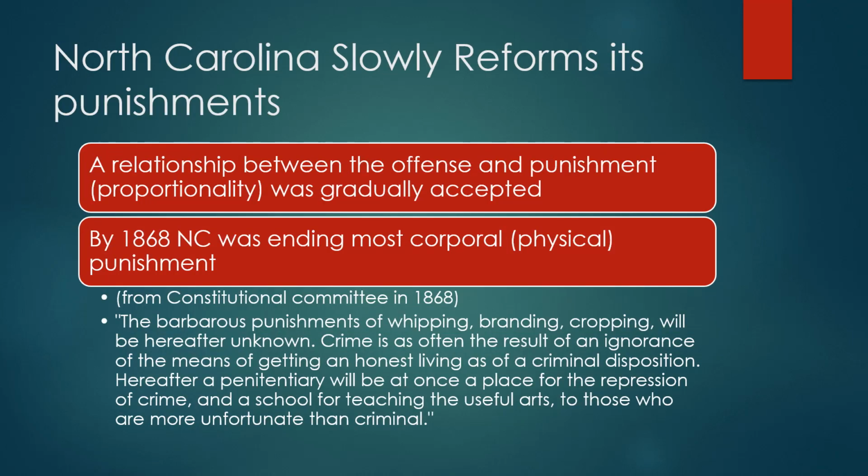All right, now North Carolina slowly reforms its punishment. One of the ideas that comes about is that punishments should be proportional to the crime. And this is the idea of proportionality. That we shouldn't kill people for counterfeiting a coin. That we shouldn't beat people for stealing a loaf of bread. So when the American Civil War ends and North Carolina is struggling to be readmitted to the Union and is struggling really to reform itself in some ways, we have the Constitutional Committee of 1868, and here's a quote from them I think is pretty good.